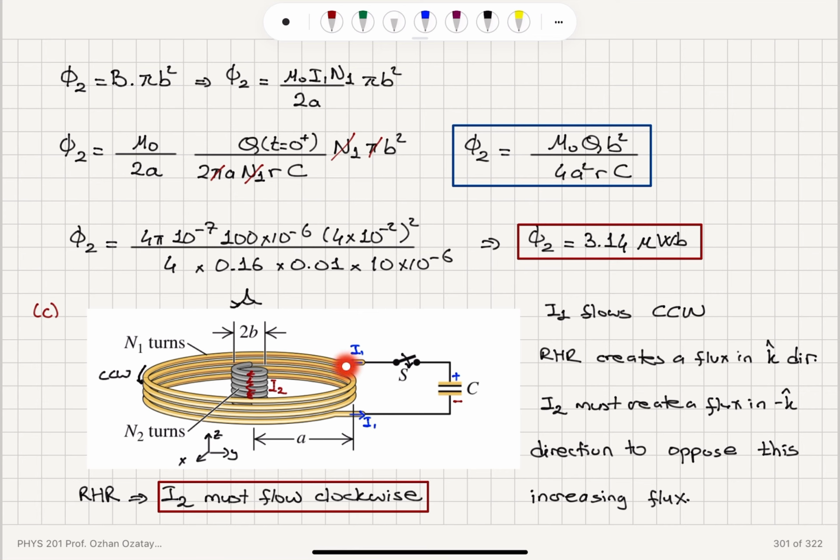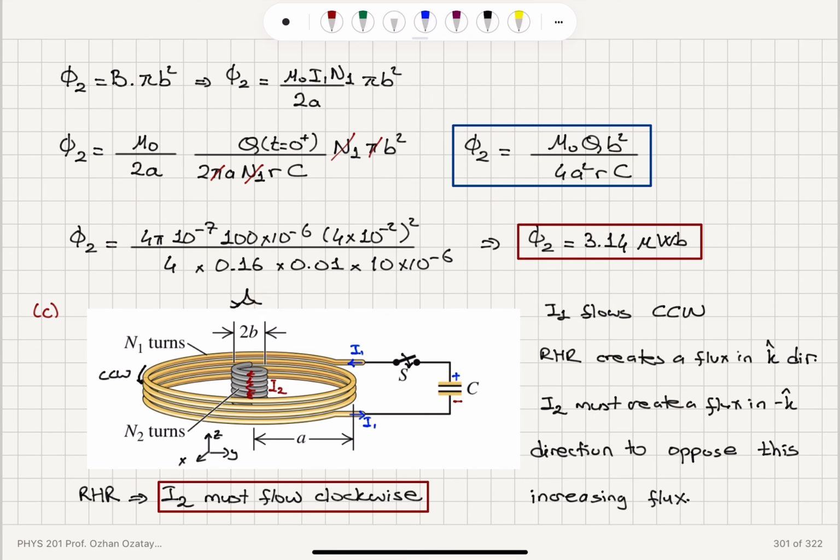Now, when the switch is closed, I1 must flow counterclockwise, looking from the top here, because this is the positive terminal, this is the negative terminal, which means the right-hand rule tells me there is a magnetic field created by I1 in plus k hat direction, so this is an increasing flux for a magnetic field in plus k hat direction. So I2 must create a magnetic field in minus k hat direction so that it will oppose the increasing flux. So the increasing flux is opposed by I2 flowing clockwise, which is shown by the right-hand rule here.